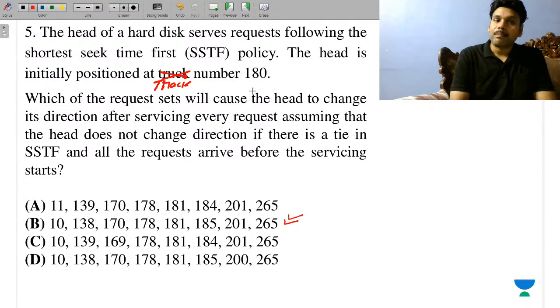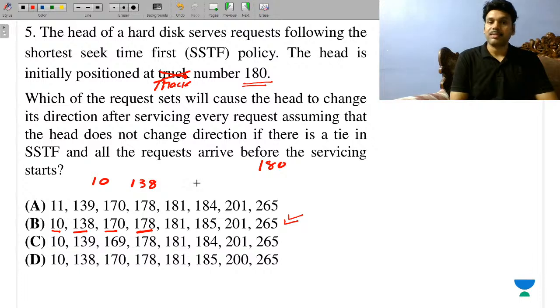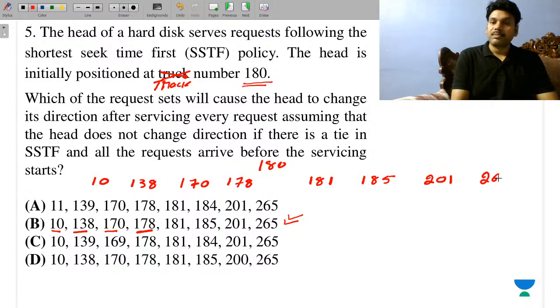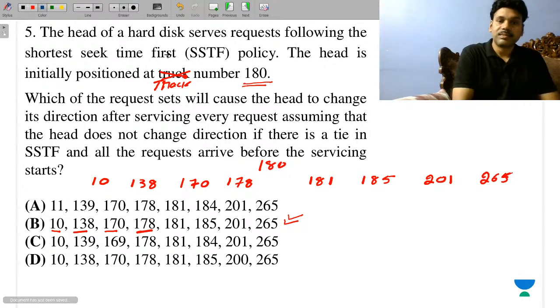So initially the head is positioned at 180, and there are some requests that have come: 10, 138, 170, 178. They are in order only. So 10, 138, then after that 170, then 178, 181, 185, 201, and 265. Now we are using the SSTF policy here.